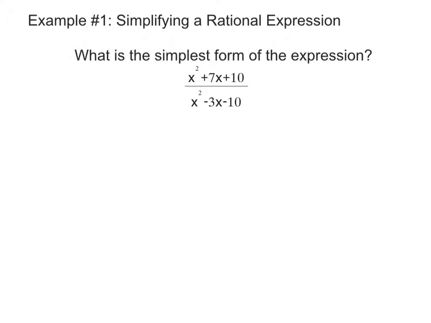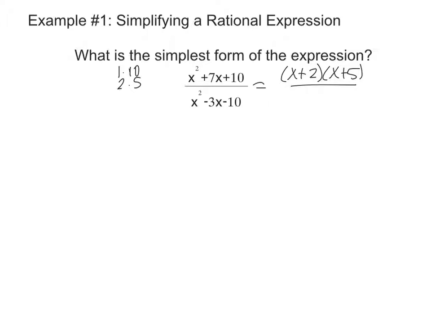So let's practice. It says, what's the simplest form of the expression? Right now we have two polynomials that are written in standard form that need to be simplified. So if I simplify both the numerator and the denominator, we would need to do AC for both. AC for the numerator, the factors we would get are 1 and 10, and then 2 and 5. So obviously 2 and 5 make up 7, so I'd have x plus 2 and x plus 5.